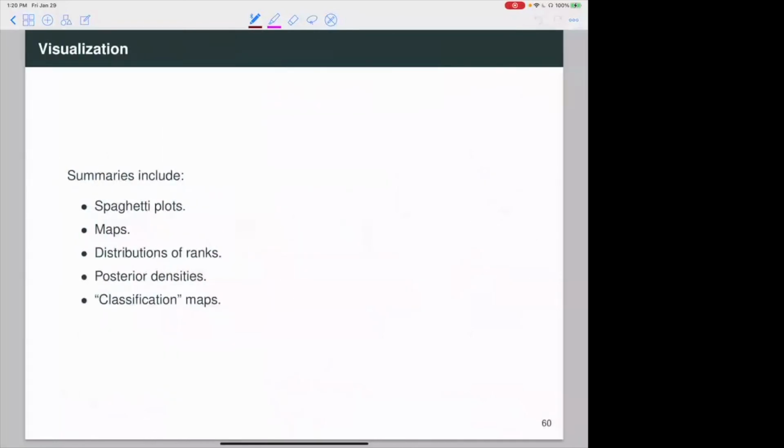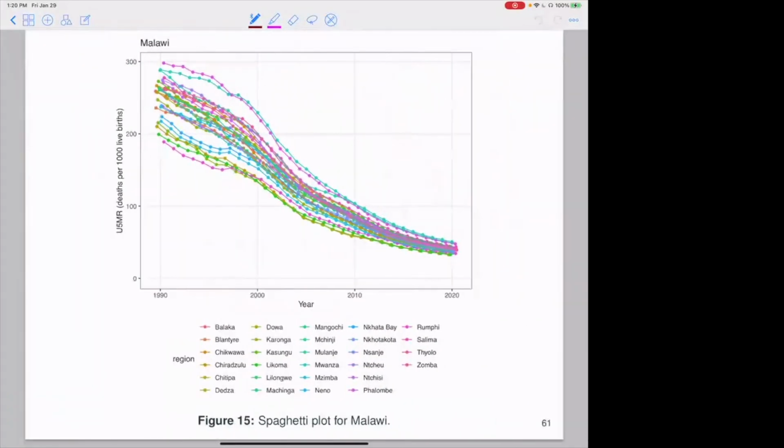So the final things I want to say are about how we report the results. One thing we do is show these so-called spaghetti plots. These are for Malawi, the 28 areas of Malawi. These are the under 5 estimates. Back in 1990 there was very high mortality, 20 to 30% of kids were dying before their 5th birthday, and now it's down. The last survey was here, so they're down to about 5% now.